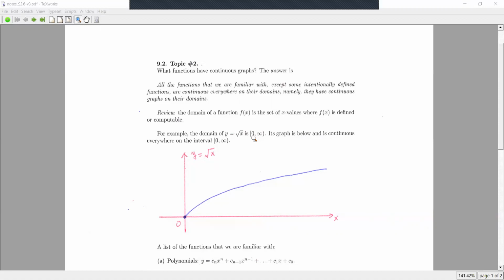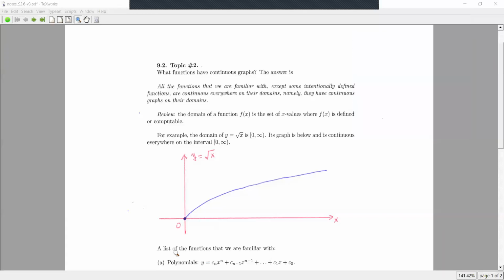Try with your calculator. If you plug in a negative number, say -1 in x, then your calculator will say an error, not computable. But if you plug in 0 or a positive number in x, then your calculator is computable. The graph of square root of x is this curve. This curve is continuous everywhere on the domain, everywhere between 0 and positive infinity.